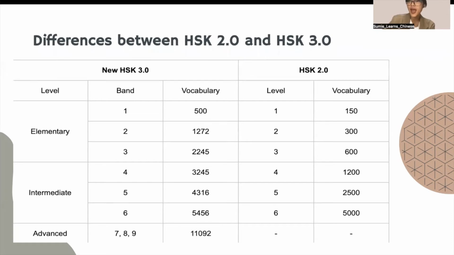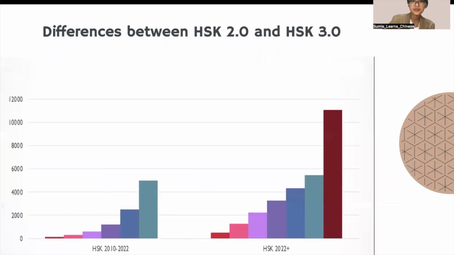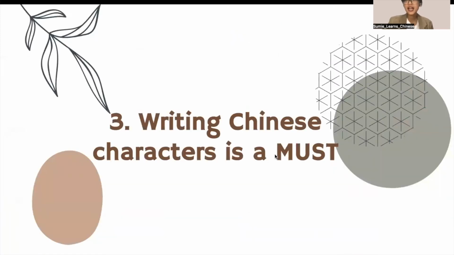You have to learn more vocabulary, more sentence structure, and also more grammar. Okay, I want to give you a graph, then you can see it here clearly. In the past, we only learned a little, but now it's a huge difference. You have to master a lot of Chinese characters at the same time. Okay, let's go to number 3.